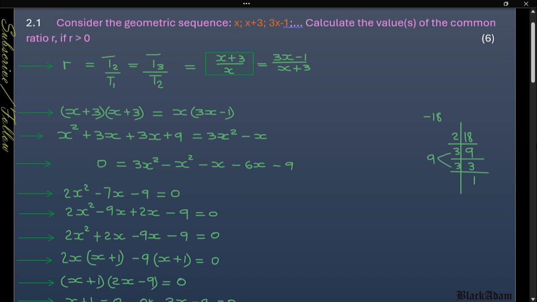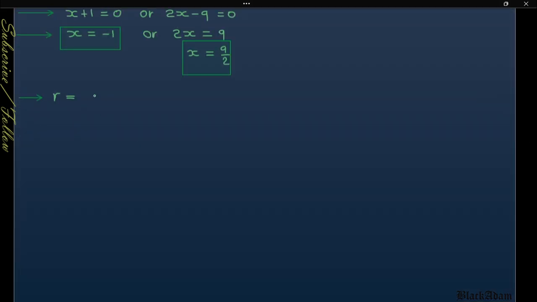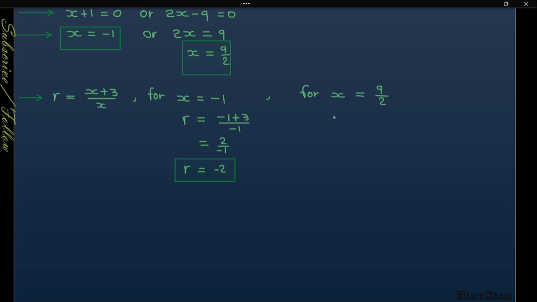Our ratio is x plus 3 over x. So x plus 3 over x, and then, let's say for x equals -1, let's check. R is going to be -1 plus 3 over -1, so that's going to be 2 over -1. R is -2.